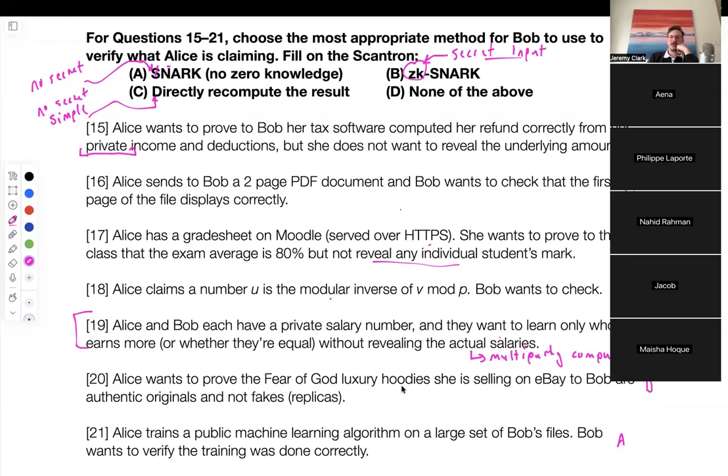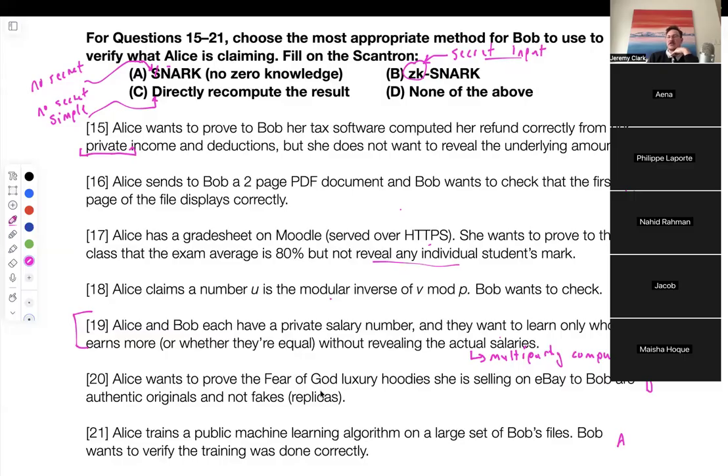So this is just a brand of luxury hoodie selling on eBay. Are they authentic originals and not fakes or replicas? In this case, there's no computation. This isn't a question that can be answered with computation, right? You don't know whether it's real or not. You'd have to look at the sweater and examine the stitching or things like that. And even then, at the very end of the day, you might actually not know whether it's legitimate or not.